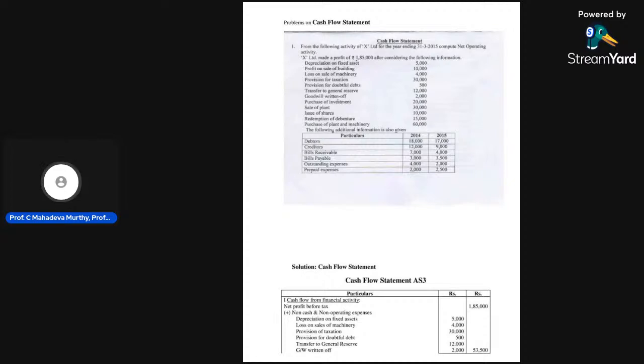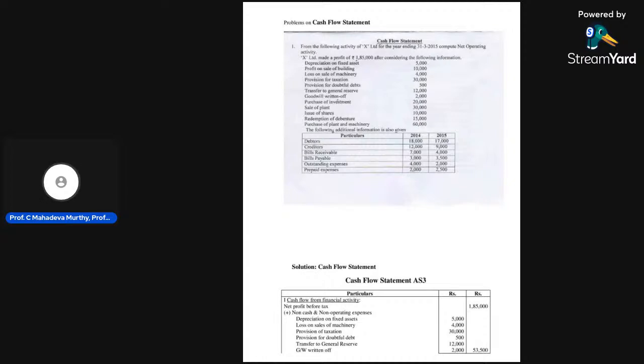Then provision for taxation. A provision is a portion of the profit. Therefore, provision for taxation is 30,000. Where is that provision for taxation? See it in the information given for X Limited's profit. Then the next one is provision for doubtful debts, which is also in the following information, 500.